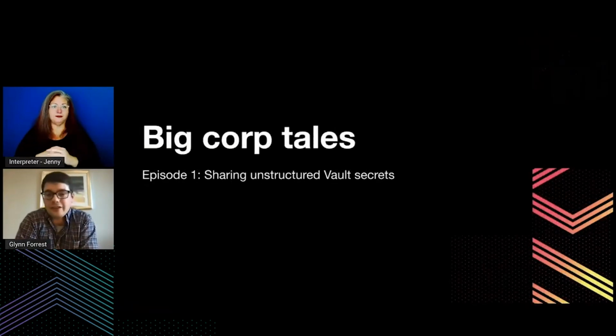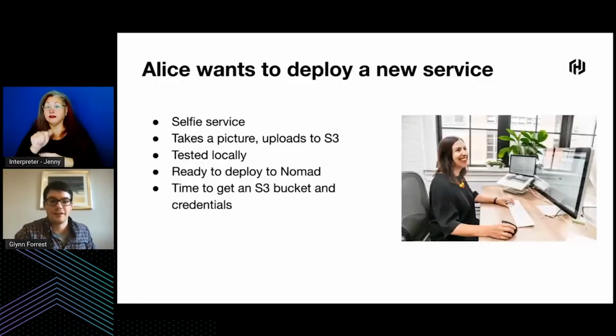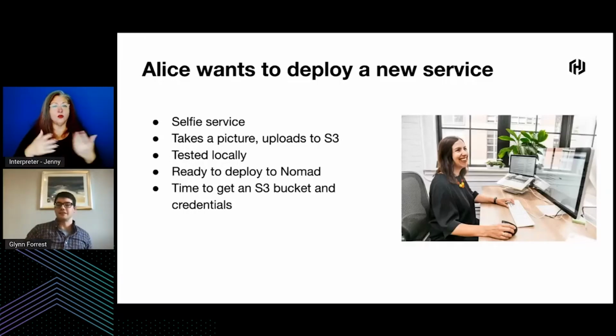We're going to look at an episode of Big Corp Tales, episode 1. We're dealing with unstructured vault secrets. So we have Alice, and Alice is a software developer, and she has written a brand new service, a selfie service. And as you might expect, it takes a picture and it uploads it to Amazon S3. And she's tested it out locally, and it works really, really well.